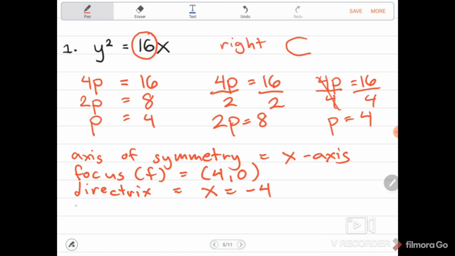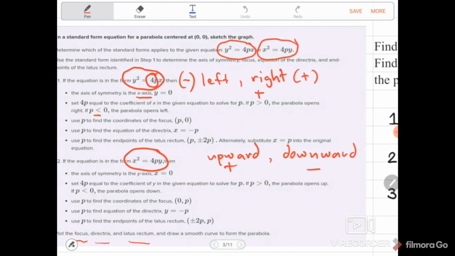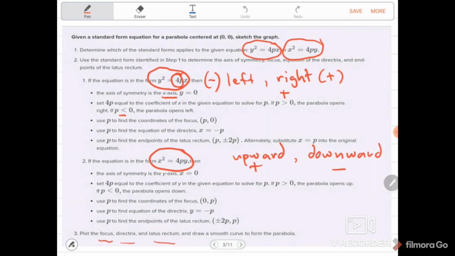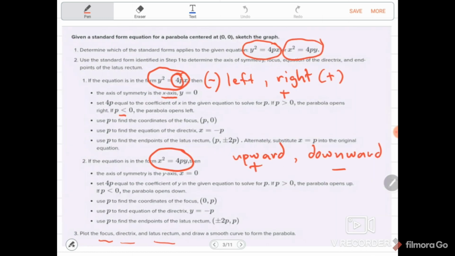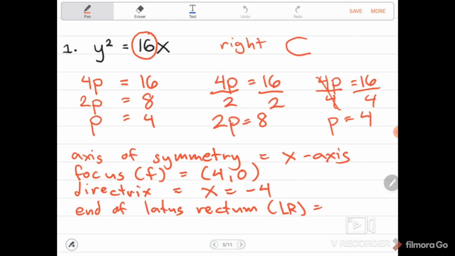End of Latus rectum. So, end of Latus rectum, that is plus 2P. P and plus 2P. Substitute daw natin siya. X is equal to original equation of the P. End of Latus rectum. Ano daw yung end of Latus rectum natin? Or usually that is represented as LR. End of Latus rectum is P positive, negative 2P. So, P positive and negative 2P. Ano yung P natin? P is 4.